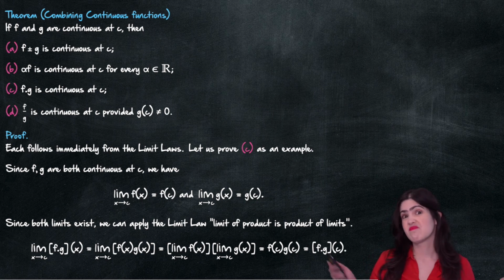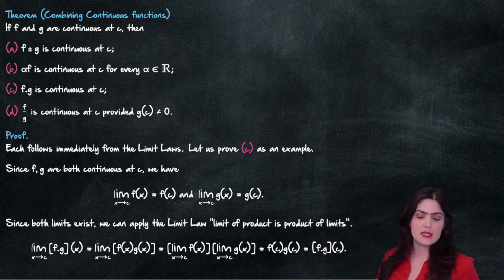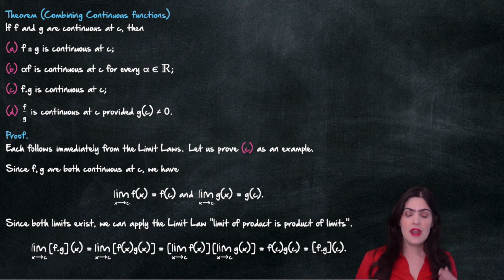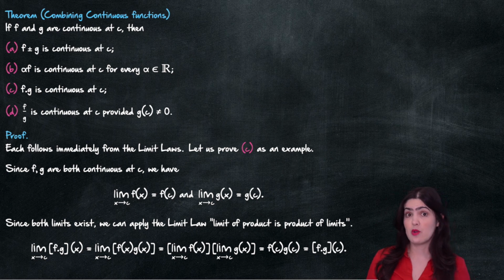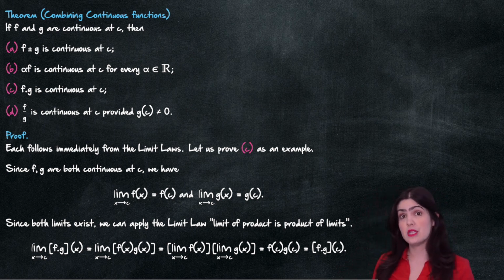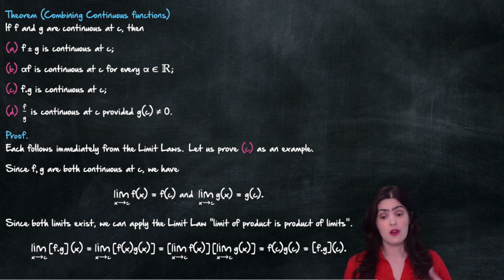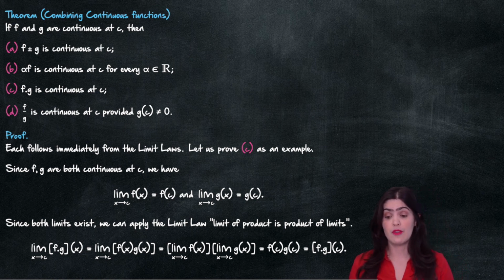I'm going to prove C, just to pick one, and I will leave the other ones for you as an exercise. Since we know that f and g are both continuous at c, we know that the limit as x approaches c of f of x is equal to f of c, and the limit as x approaches c of g of x is equal to g of c. Since both limits exist, we can use the limit laws, which tell me that the limit of the product is the product of the limits.